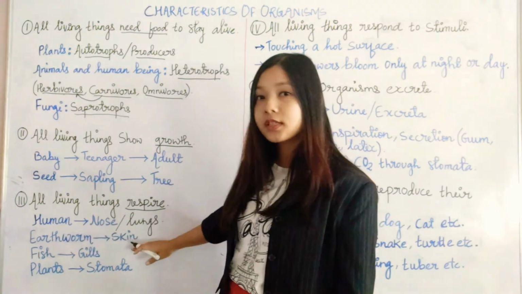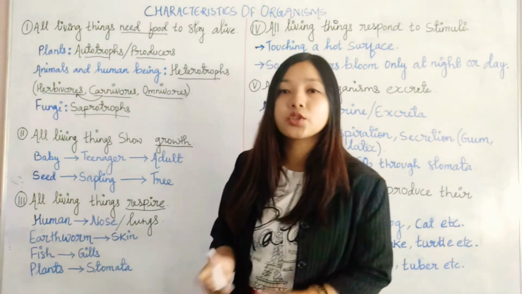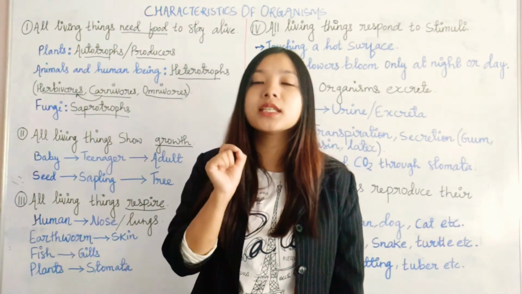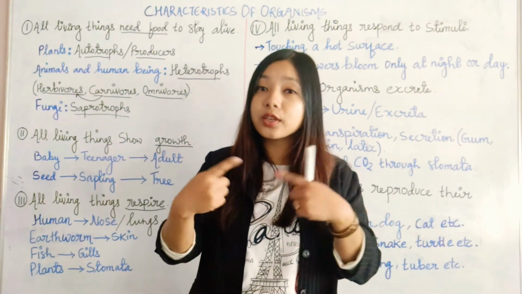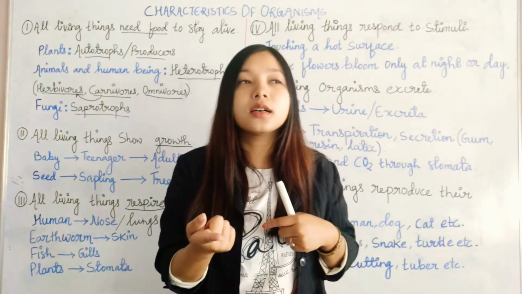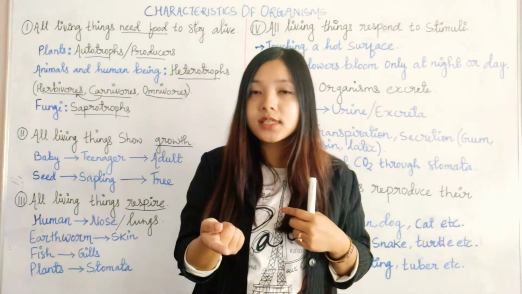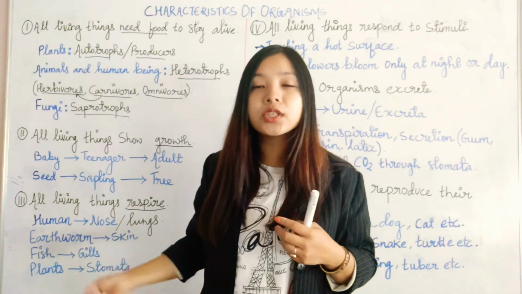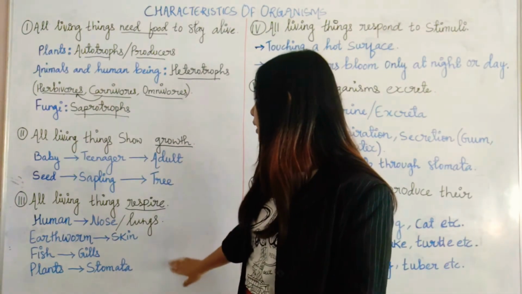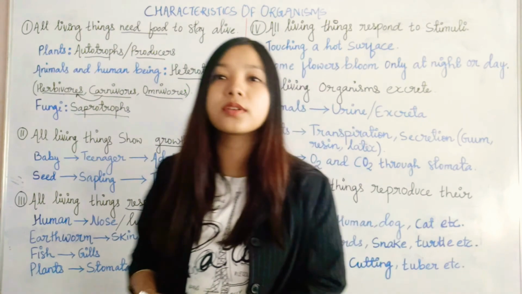For earthworm, skin. For fishes, gills, and for plants, stomata. I hope you remember, stomata are the tiny pores present in the leaves of the plant through which gaseous exchange takes place. The carbon dioxide is taken in and oxygen is released for the process of photosynthesis, while for the process of respiration, oxygen is again taken in and carbon dioxide is let out. So these are some of the parts which help in respiration for various organisms.